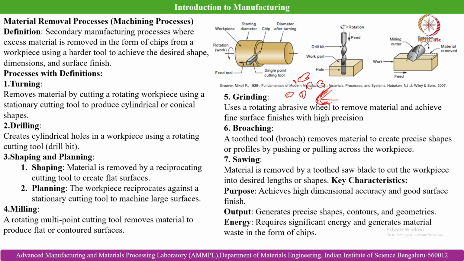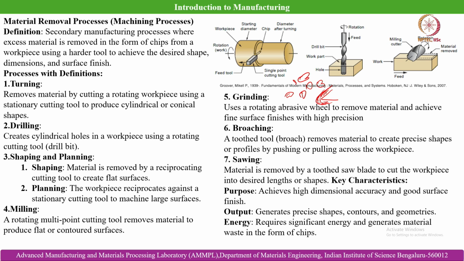I already told about turning. Turning we generally do in a lathe. Here the workpiece revolves around a central axis and the cutting tool moves along the length with a preferential feed and depth of cut, and we get chip formation, and thereby we reduce the diameter of the solid ingot. Number 2 is drilling. It creates cylindrical holes in a workpiece using a rotating cutting tool, that is, a drill bit. And then there is shaping and planing.